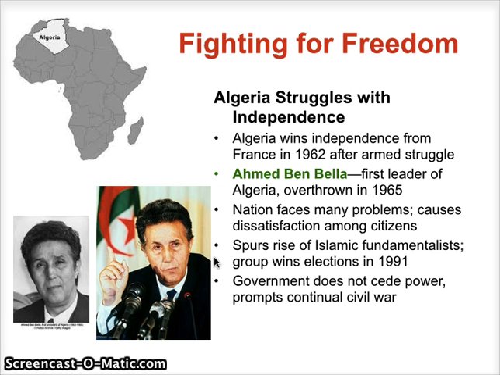We often link Islamic fundamentalists to the Taliban, who destroyed the 9/11 buildings in New York. Taliban would be an example of an Islamic fundamentalist group. So there's also an Islamic fundamentalist group in Algeria, and they actually win elections in 1991. The government does not cede power. So basically, people are very divided about this Islamic fundamentalist group. And eventually, we have continuation of war in Algeria today. Now, there are at times ceasefires, but overall, we have off and on war.